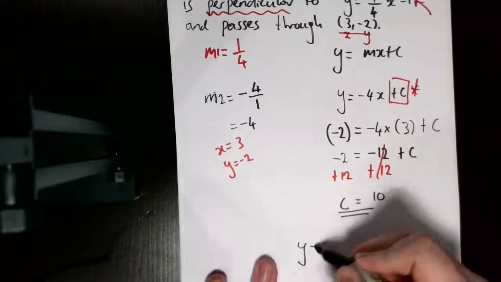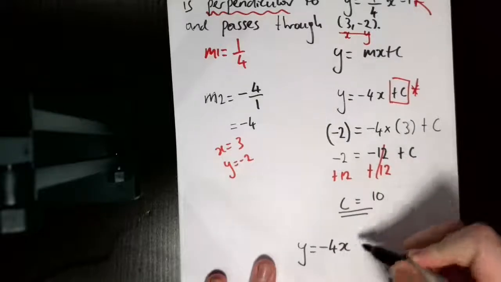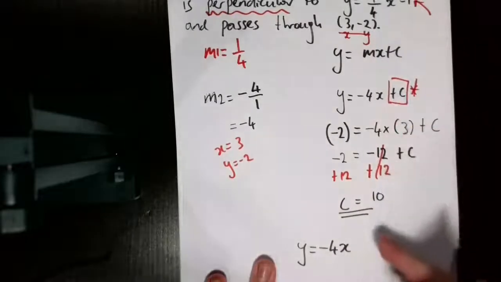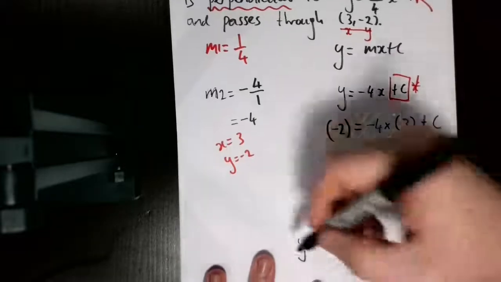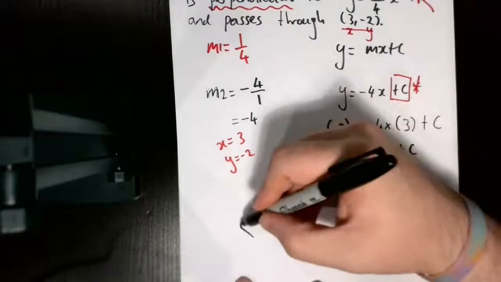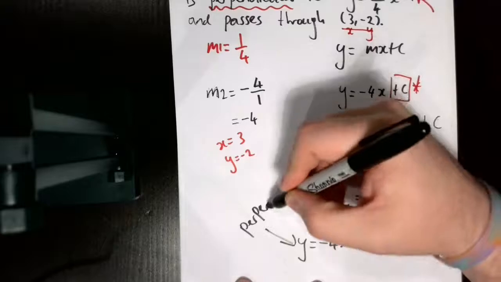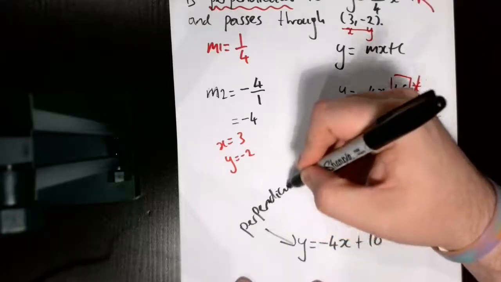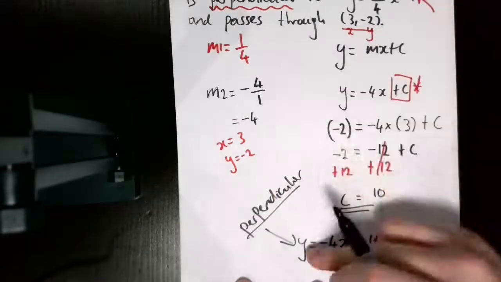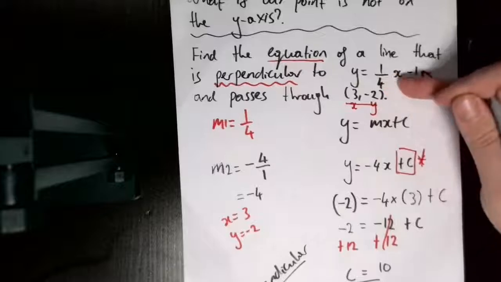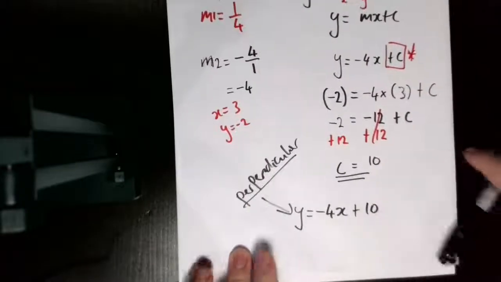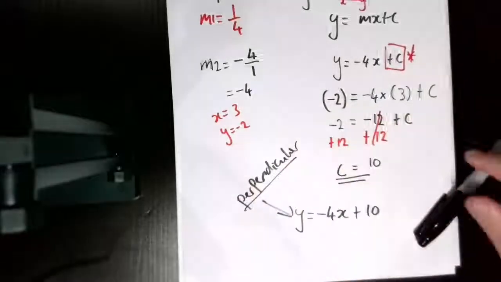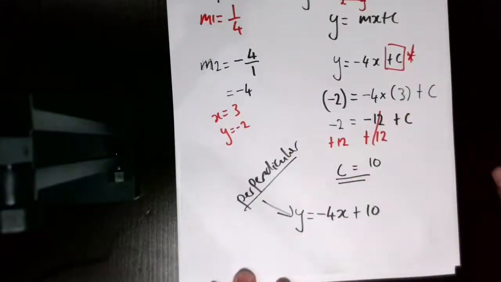So we end up with y equals minus 4x. Instead of plus c, it's now a plus 10, because that's what we just went and found. This is our new line, our perpendicular line. Perpendicular compared to our original line up here. So this line here and this line here meet at right angles. That's what we mean by perpendicular.